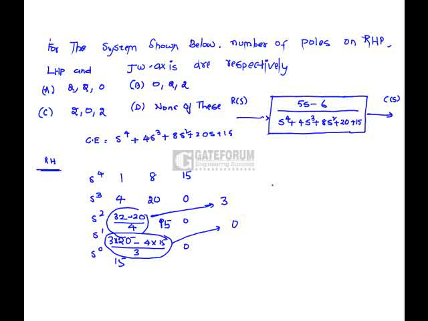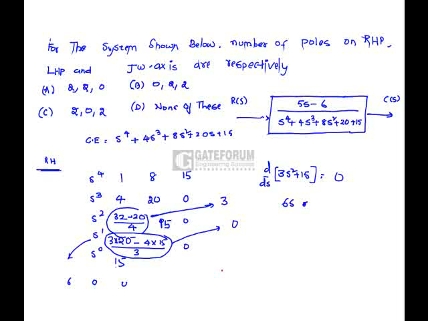So we have to take the auxiliary equation 3S square plus 15, differentiate it with respect to S, and make it 0. So 6S is equal to, so the value of this element is going to be 6. We have to replace the S1 row with 6, 0, 0. Now here 15 is 15 as it is. So there are no sign changes in the first column after replacing the S1 row with elements 6, 0, 0.